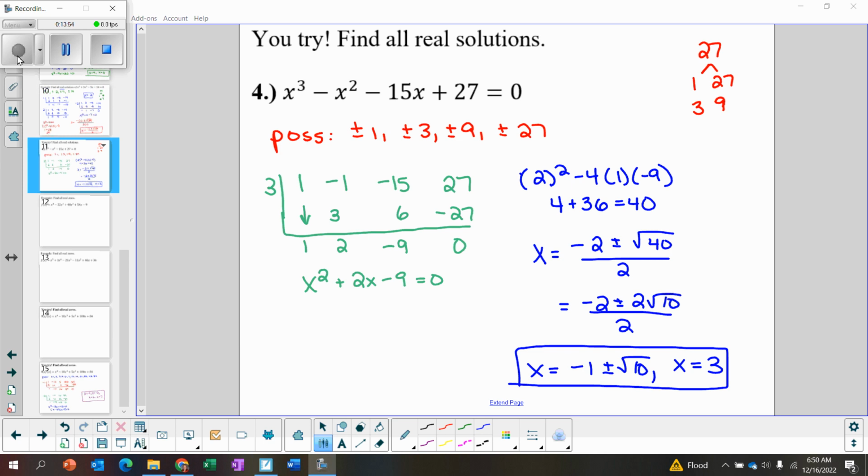All right, let's check our answer here. We have possible solutions of positive or negative 1, 3, 9, and 27. I tried other ones, but I'm just showing you the one that works. 3 works. We got the remainder of 0.